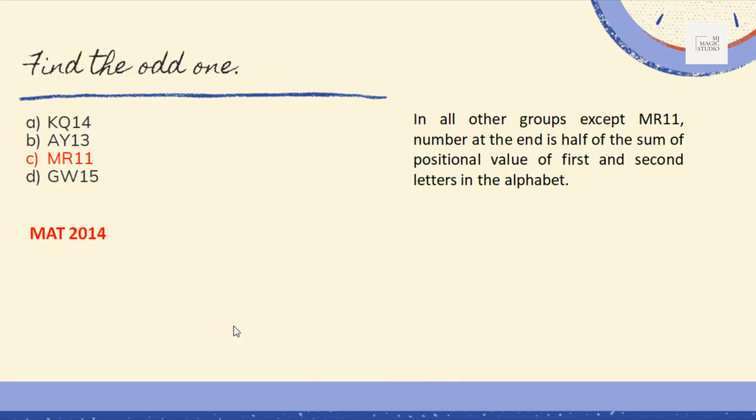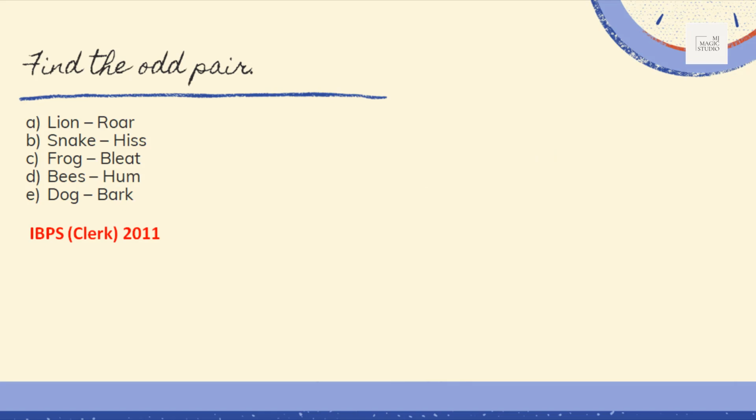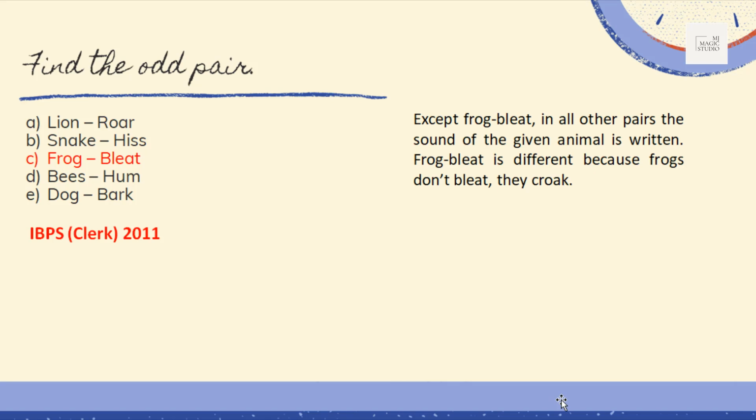On this note, let's take one more. I hope you people are interested. Okay, yes, except frog bleat. In all other pairs, the sound of the given element is written. Frog bleat is different because frogs don't bleat, they croak.